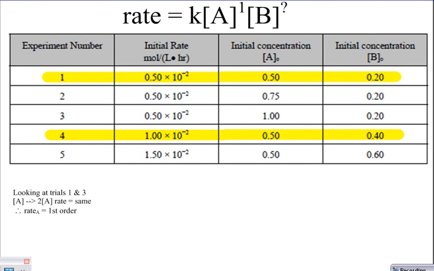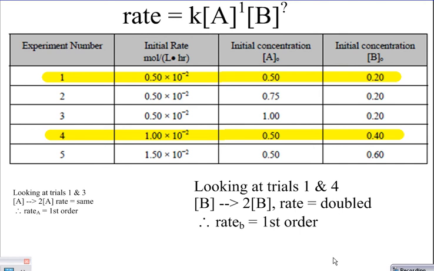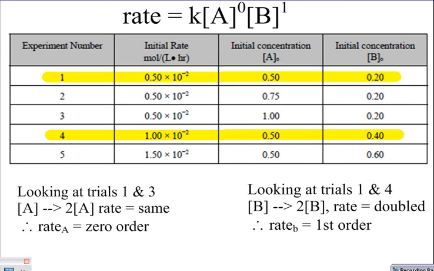So we would say it the same way we did before. Looking at trials 1 and 4, where the concentration of B doubles, the rate with regards to B is first order. I've got to clear this up. Sorry, the rate for A, since it stayed the same, the rate with regards to A would be zero order.